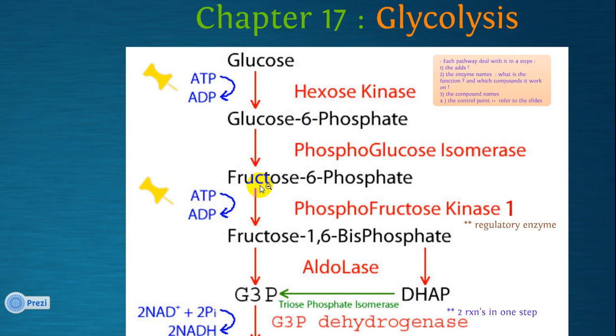Okay, we change the place of the functional group. How do we know this? Just by remembering that isomerase is a type of enzyme that will change the functional group place. And the first part of the enzyme name refers to the compound that it will work on. Phosphoglucose isomerase works on glucose 6-phosphate, because we added a phosphate group in the first reaction.